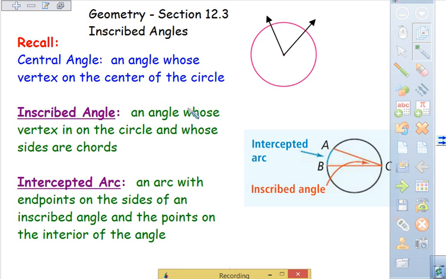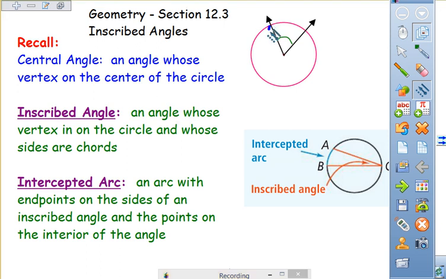Lesson 12.3, Inscribed Angles. Remember, a central angle is an angle whose vertex is on the center of a circle. So this would be an example of a central angle. An inscribed angle is an angle whose vertex is on the circle. So an inscribed angle would look something like this.